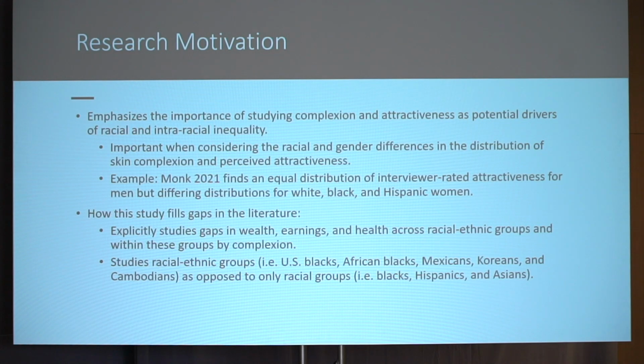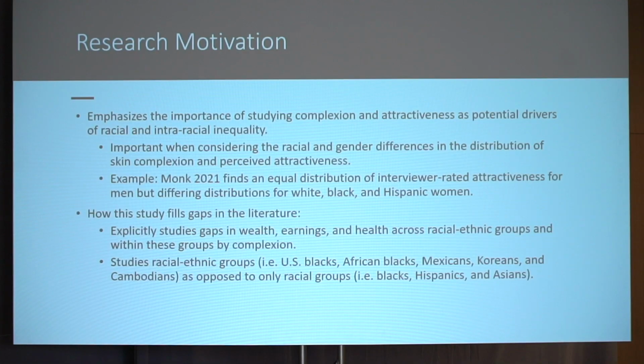So that body of research really emphasizes the importance of studying complexion and attractiveness as potential drivers of racial and interracial inequality. This is really important when we consider the potential differences in the racial and gender distribution of skin complexion and perceived attractiveness. A paper from 2021 by Monk analyzes interviewer ratings of attractiveness, and finds that there's an equal distribution of interviewer-rated attractiveness for men, but that there's a different distribution for white, Black, and Hispanic women.